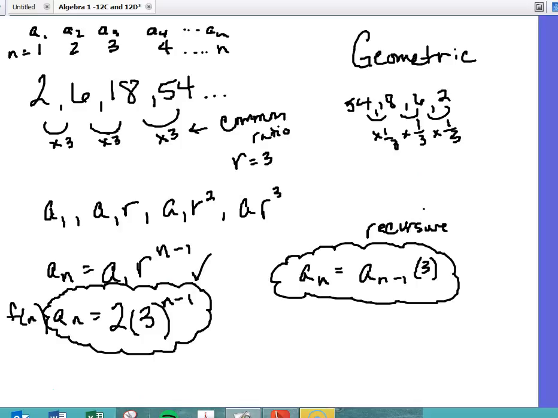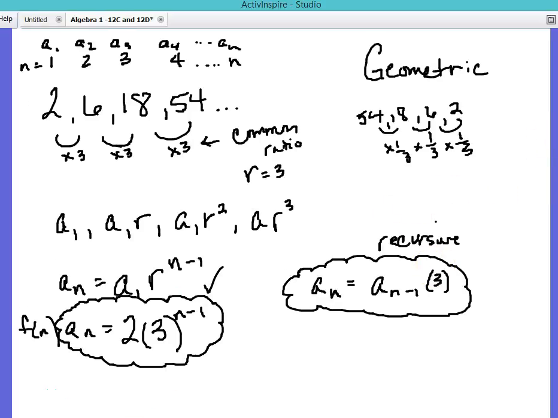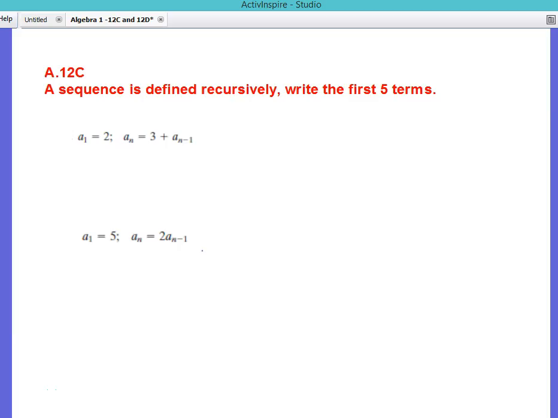And right here. Okay, and for our recursively defined formulas, let's look at two examples for A12C. A sequence is defined recursively, write the first 5 terms. So this first example is an arithmetic sequence. I see an addition happening here to the last term, so I know this is arithmetic.